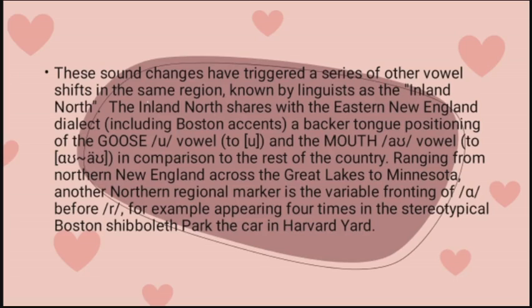Another northern regional marker is the variable fronting of A before R. For example, appearing 4 times in the stereotypical Boston shibboleth: park the car in Harvard Yard.